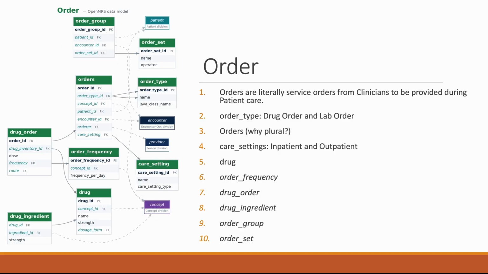What order set does is that you can create one template, and the clinician will select that single template, and then from that single template 3 different orders would be created, and those will be recorded in order groups. The actual data which you combined for one particular patient in a single encounter is going to be stored in order groups. So order set is metadata, these are templates, and order group is the real data.